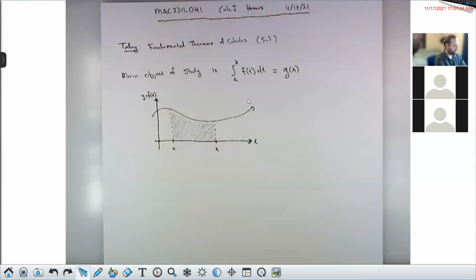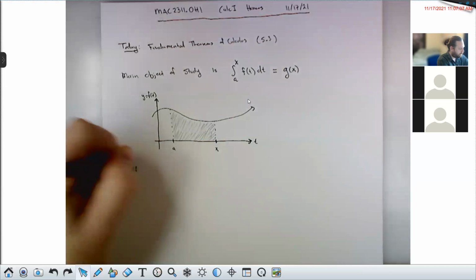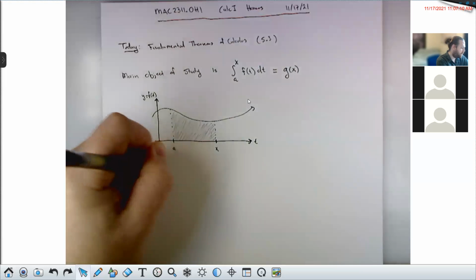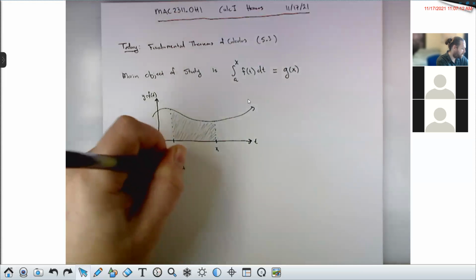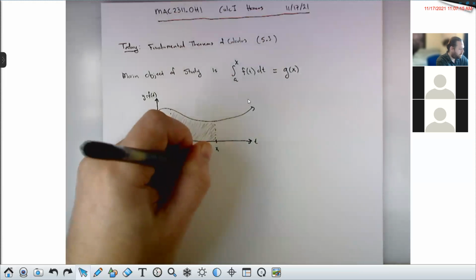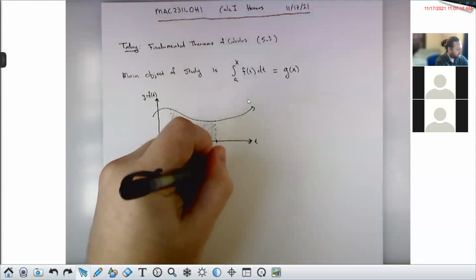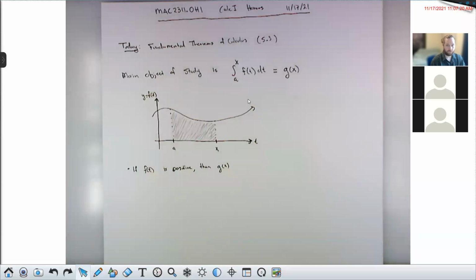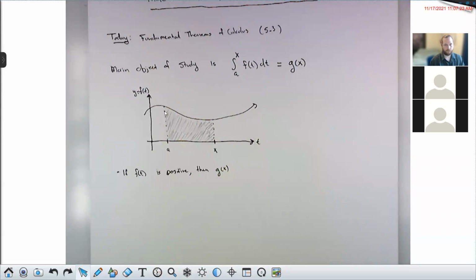Maybe one or two other little things. So if f of t is positive, then what can we say about the function g? If this curve is always above the x-axis, or sorry, always above the t-axis, so this area is always positive, as x gets bigger and bigger and bigger, what happens to the area? Getting bigger. Yeah, it gets bigger. So g of x would be increasing.